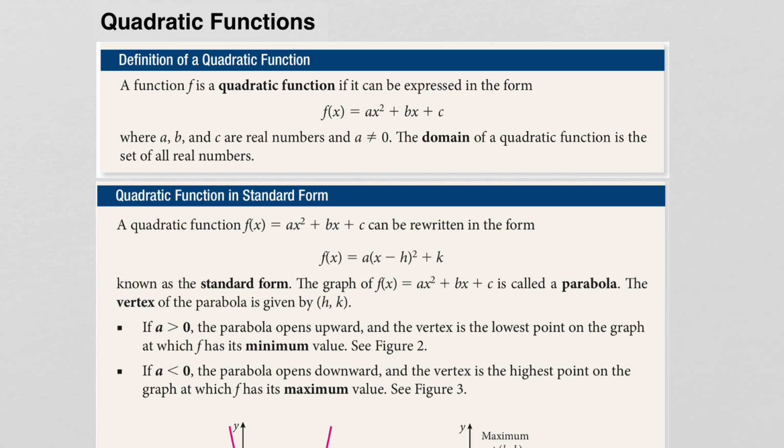And the reason for that is because if a is 0, then this term doesn't exist. And if that term isn't there, then this just becomes a linear function. The domain of a quadratic function is the set of real numbers. So you can plug every number into a quadratic function.